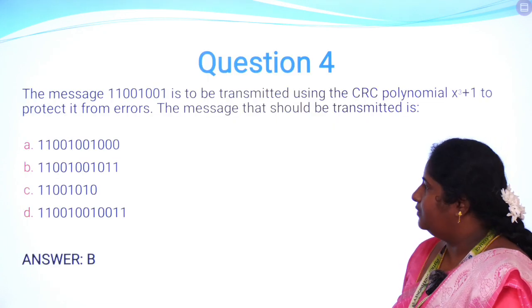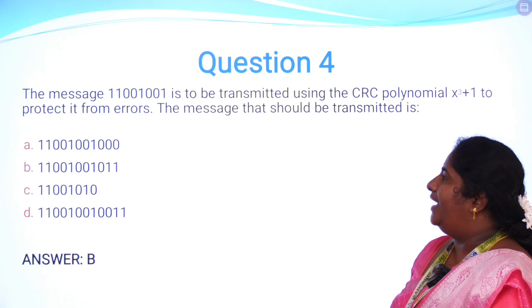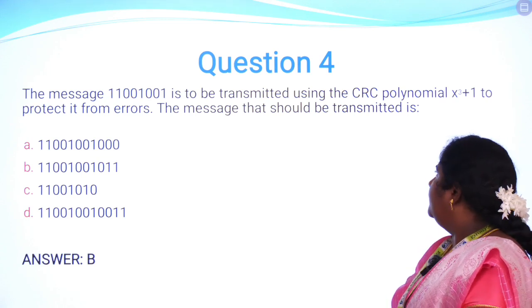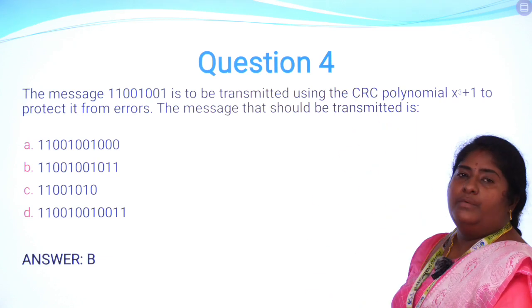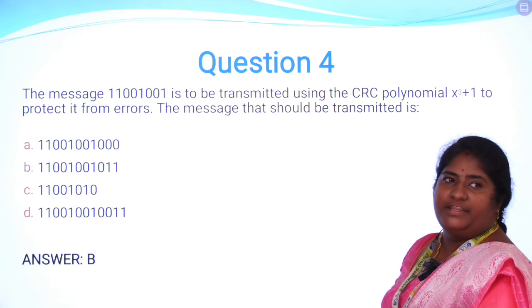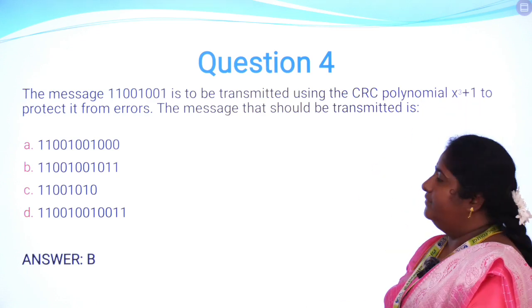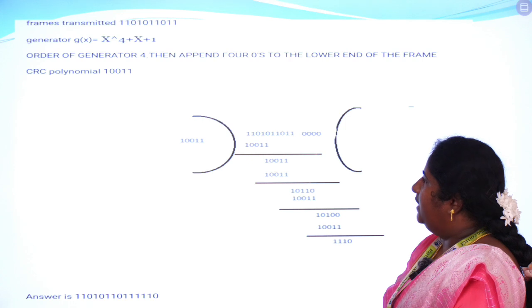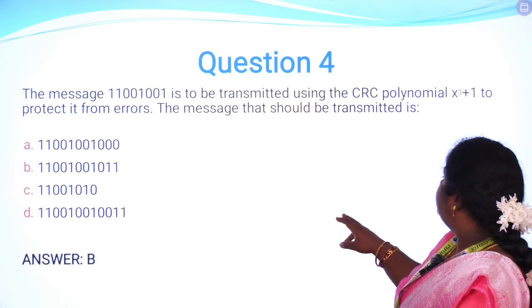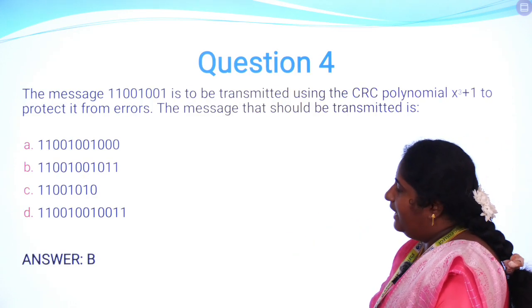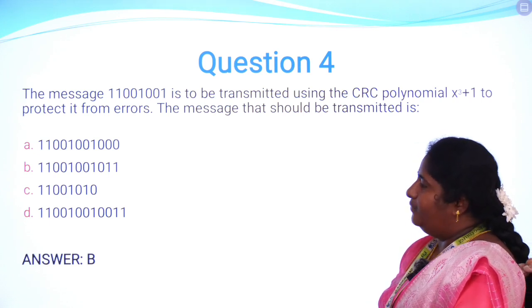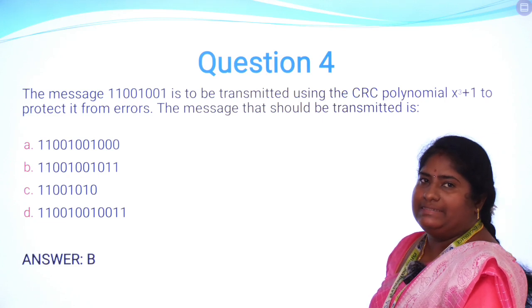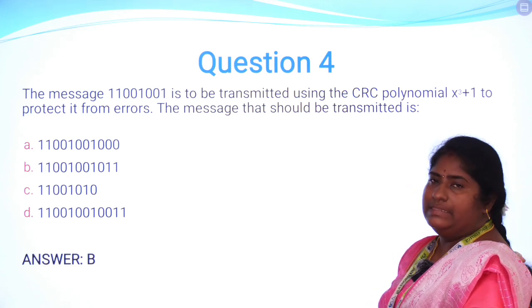Going to the next question. Question number 4: the message 11001001 is going to be transferred using a CRC polynomial where the polynomial generator is x power 3 plus 1. So here we have to identify the value. So we are going for a division. Since it consists of x power 3 plus 1, after division the value will be 1100100101. So this is going to be the correct answer after the polynomial division.